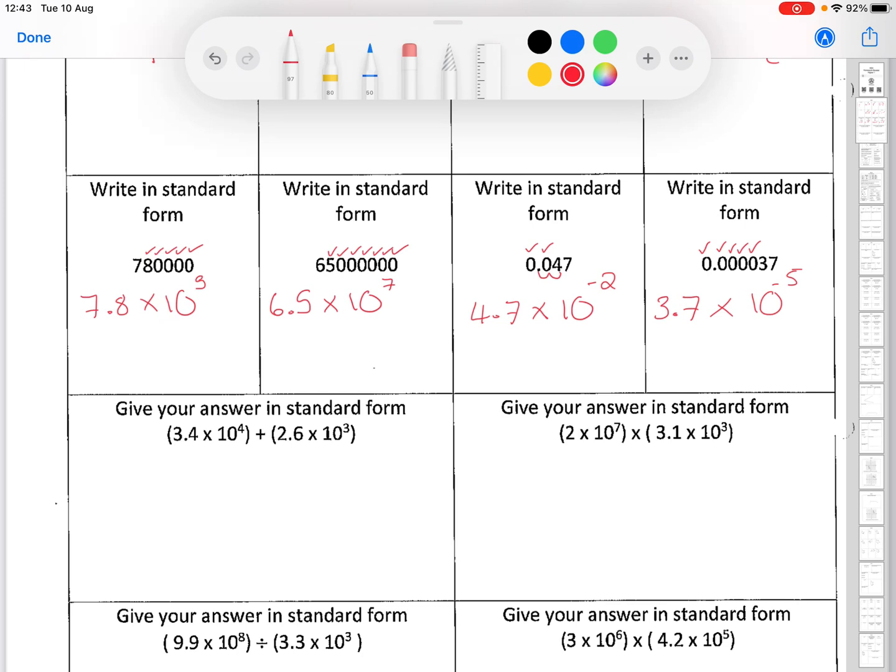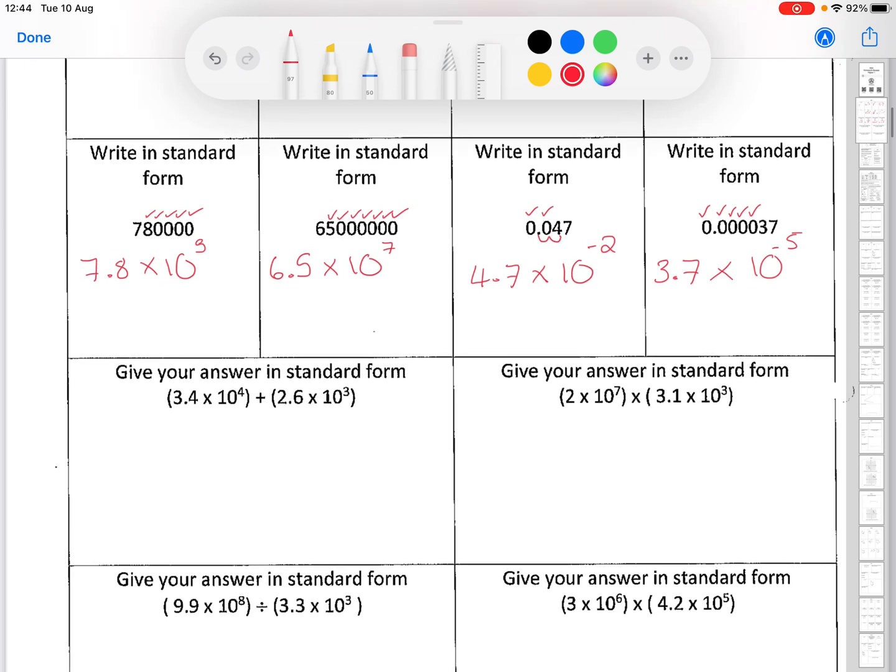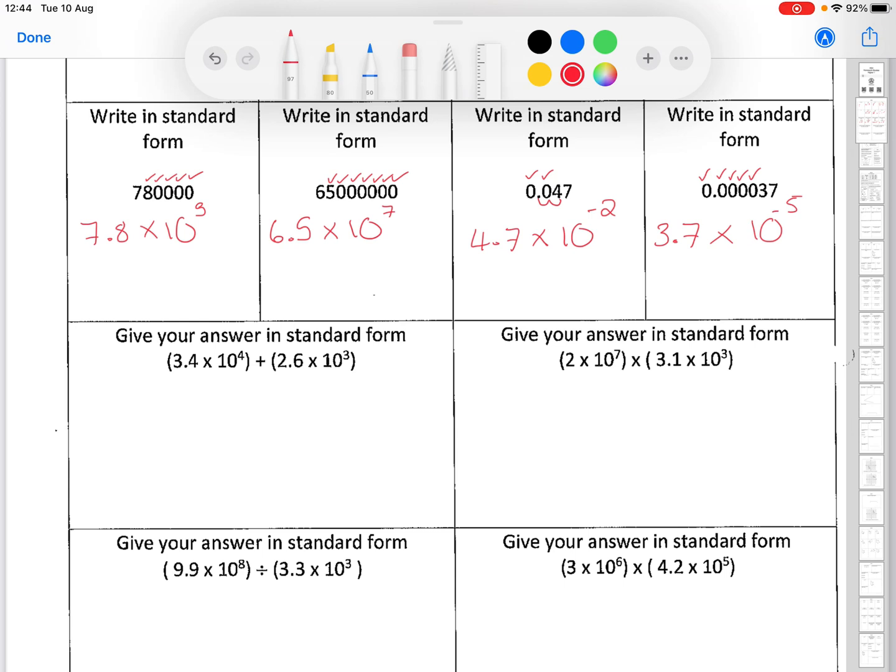Okay, next ones. These ones are working out with standard form. So when we are adding in standard form, you can take your numbers out of standard form, add them, and then put them back in. So our first one, we've got 3.4 times 10 to the power of 4. That can be written as 3. And then we need 4 numbers after the first one. We've got the 4, we have 1, 2, 3, 4.